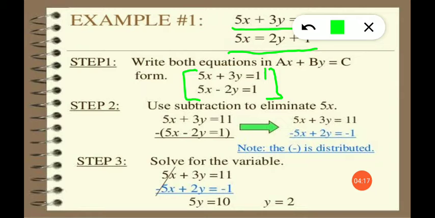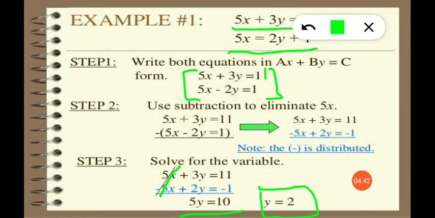For doing the subtraction, the sign of the second equation gets changed and 5x and 5x will get cancelled. 3y plus 2y gives us 5y and 11 minus 1 gives us 10. So y is equal to 2 is the solution of one variable y.